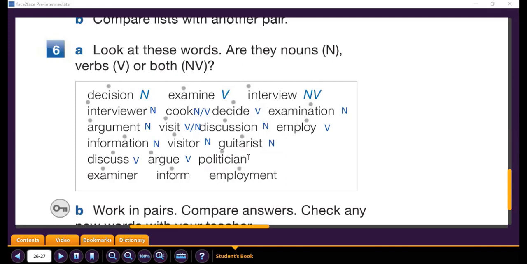Politician? Noun. Examiner? Examiner is the person who examines people. So examiner, noun. Inform? Verb. And employment? Noun, because you have ment. Very good.